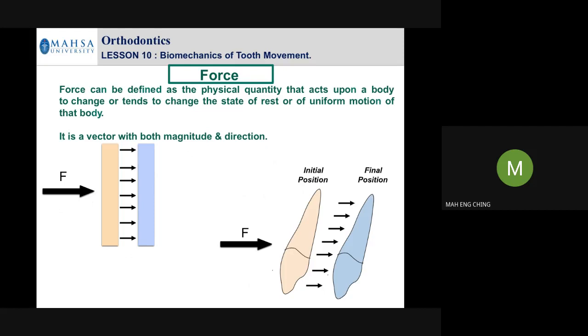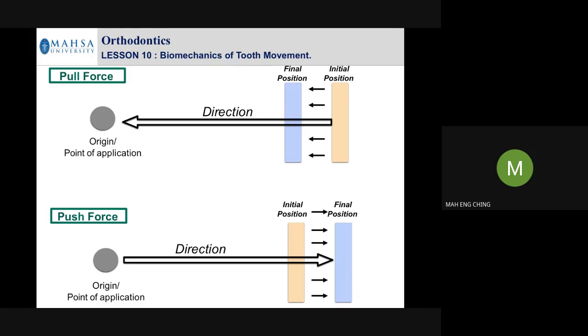If you see the picture on the left side, a force is applied to the left, and you move the object to the right side. So there's a change of the state of rest or uniform motion. Same for the tooth. If you apply the force from the front, the teeth will go backward. That's how we do braces movement. Braces movement is generally divided into two types: pull force and push force. Pull force means pulling everything towards you, and push force pushes everything away from you. In the first picture, you can see the direction of pulling, with the initial position and the final position. With push force, you push everything away from you, again with the initial and the final position. Quite simple.